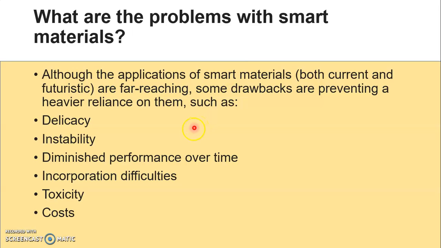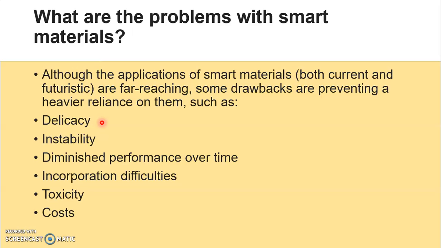Even though we are saying that they have a very wide range of applications and very good properties, there are certain problems with smart materials. That means their delicacy. Whenever we develop a smart material, normally it will be delicate. That is, it will be lightweight, and as I said, simple and compact. So normally they are manufactured in a lightweight manner. So they are very delicate, that is, they break very easily.